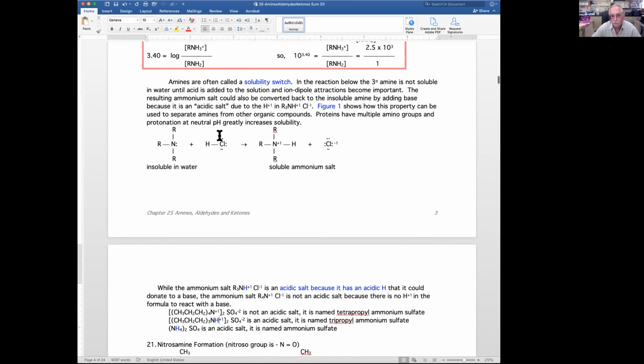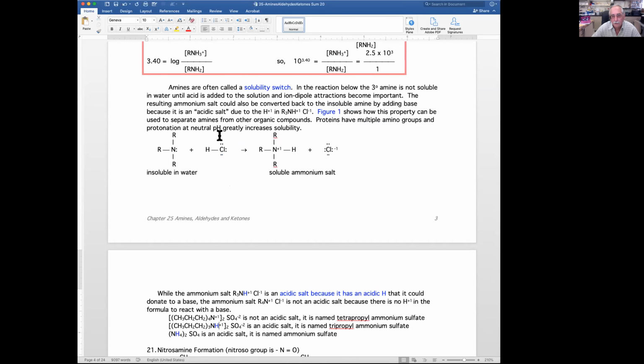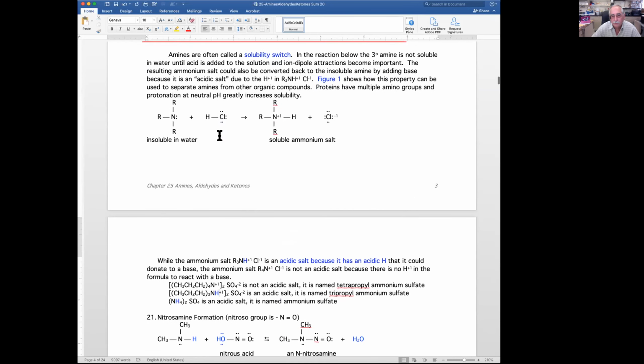So, questions so far? You understand why it's a solubility switch?